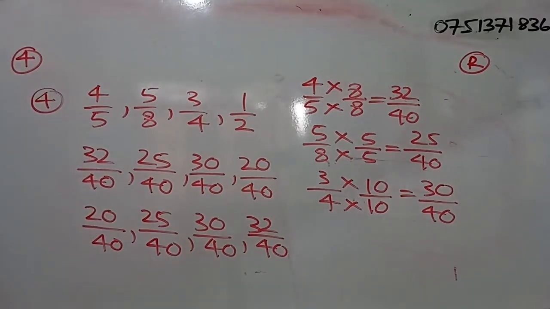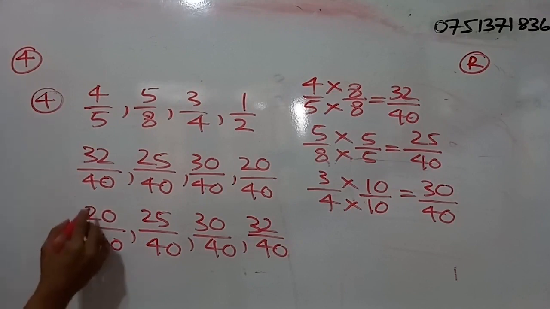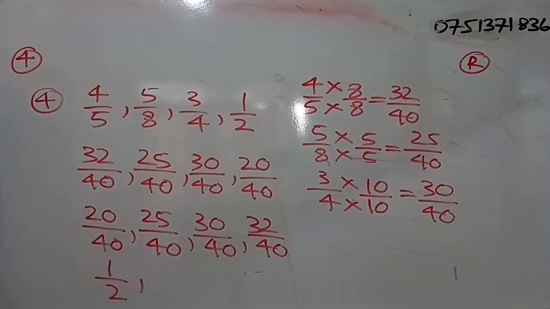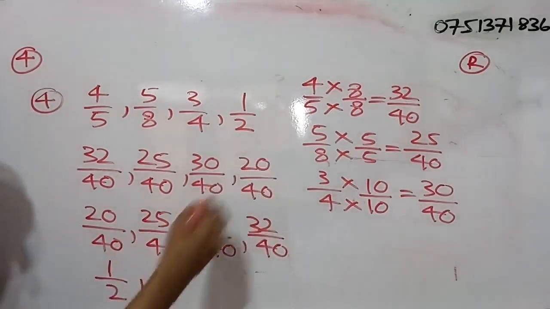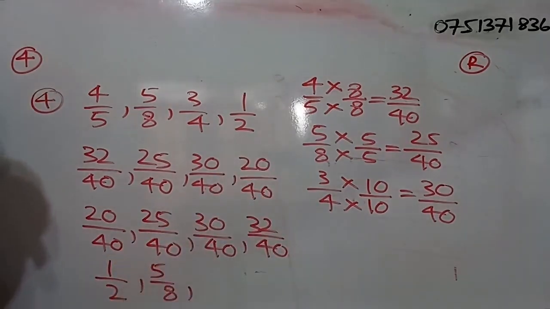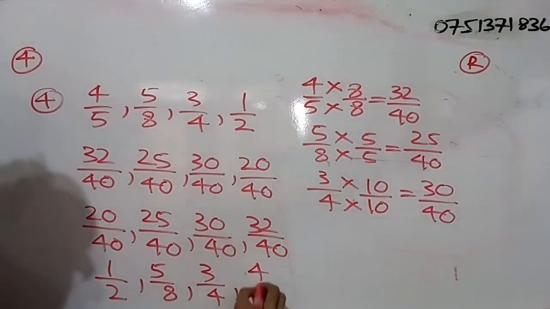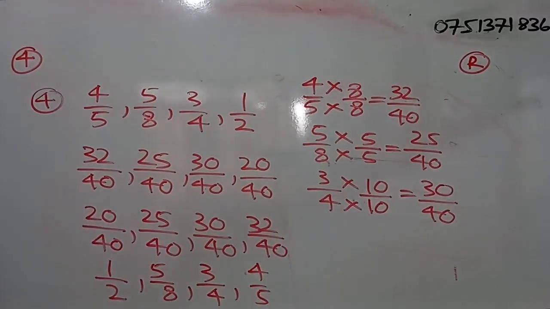But now we have to write the answers using the fractions that have been given to us. So 20 by 40 means what? Half. 25 by 40 means what? 5 by 8. 30 by 40 means what? 3 by 4. 32 by 40 means what? 4 by 5. So this should be the answer.